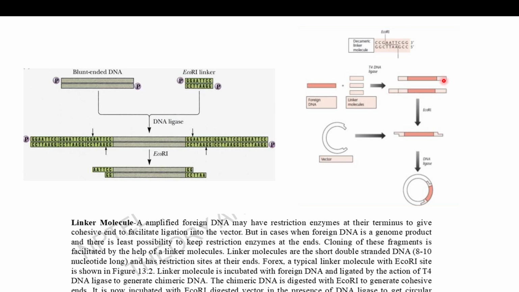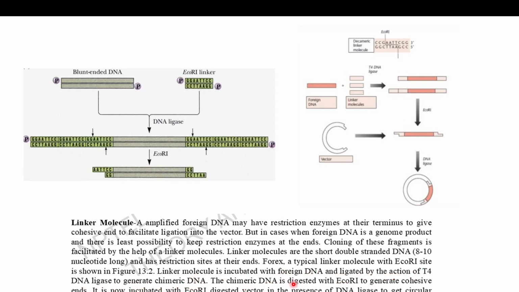Now, if the linker molecules are attached at both ends of our DNA of interest, then EcoR1 digestion will create overhangs here. The vector will also be digested with EcoR1, having the same overhangs. Thereby, when the vector and the insert are ligated using ligase, the probability of forming the very specific recombinant molecule will increase. Okay. Now, the linker molecule is incubated with foreign DNA, and ligated by the action of T4 DNA ligase to generate chimeric DNA.